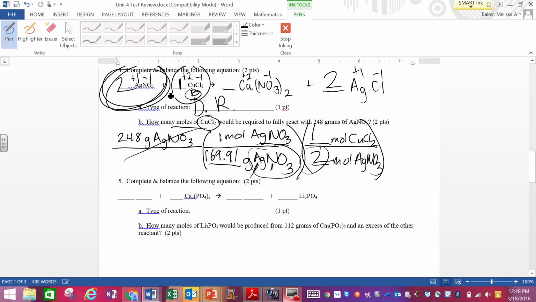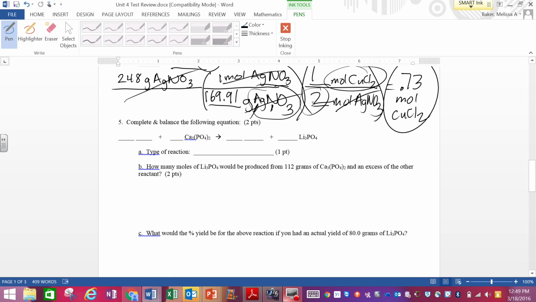So now we're going to multiply across the top, divide by the bottom, and we're going to get our answer. So 248 times 1 divided by parentheses around the bottom when you multiply, and you should get 0.73 moles of CuCl2.